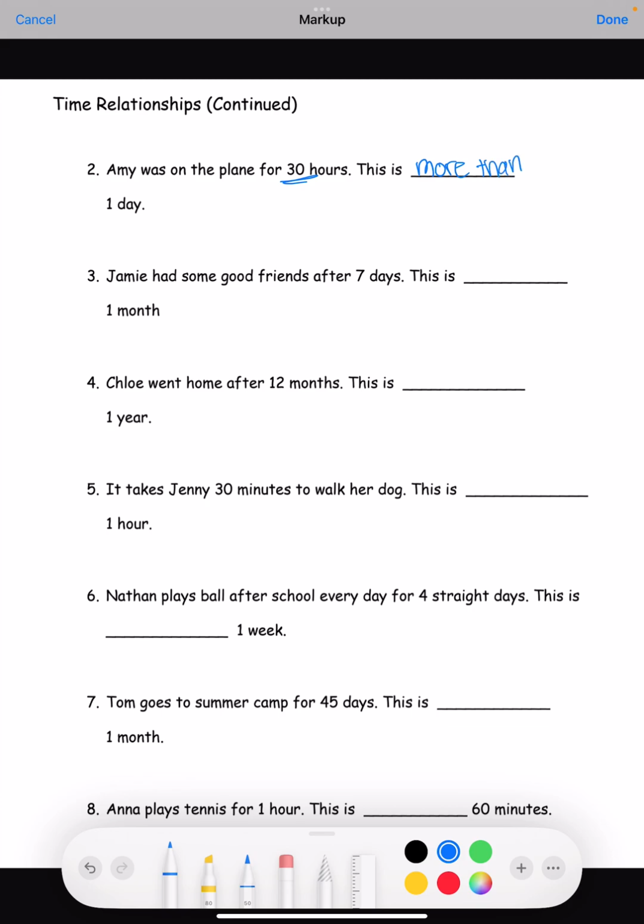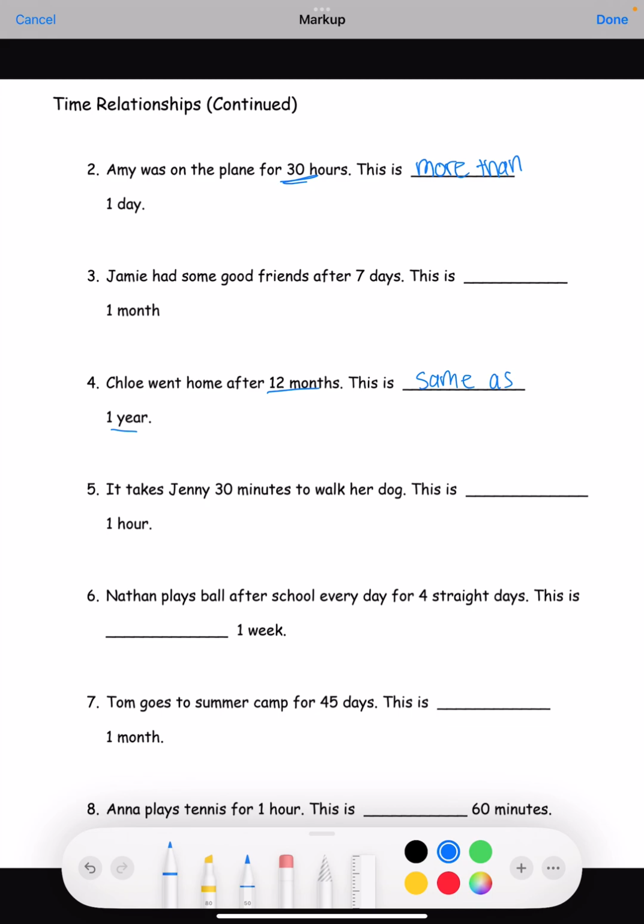Let's try number 4. Chloe went home after 12 months. This is blank than 1 year. So 1 year has 12 months. So this is the same as 1 year. And you guys can pause the video and try it yourself, or you can pause the video and look at the chart from before and try yourself like that, or you can wait for me and do it together.